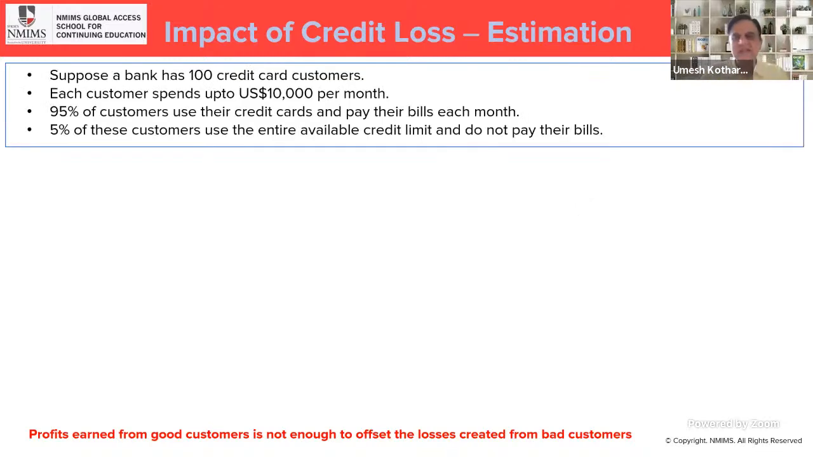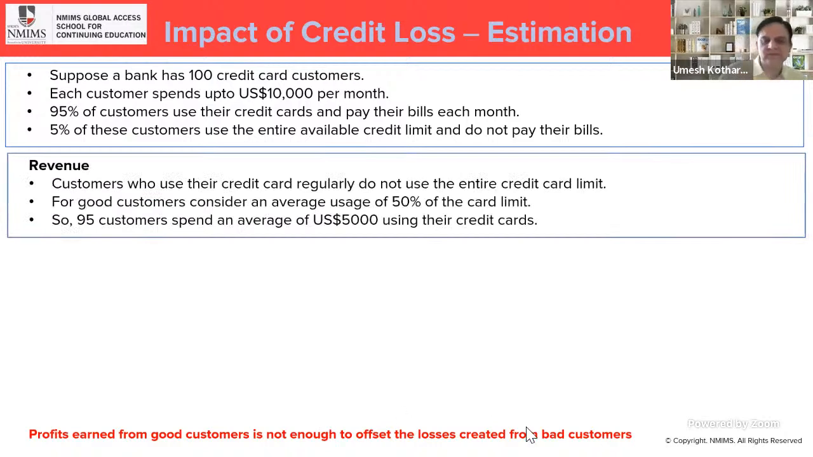So let's try and do this as an example of credit loss. Suppose there is a bank that has 100 credit card customers, just for simplicity. Each customer spends about $10,000 a month on the credit card. 95% of the customers use their credit cards and pay their bills every month. It's the 5% of customers who are a problem because they do not pay their bills. Now, the bank actually wants the 5% of customers, because if you don't pay your bill on time, there are finance charges. They are also called revolvers. The 95% who pay are not revolvers, whereas the 5% are revolvers because they do not pay their credit card bills on time. So that's the 5% of them.